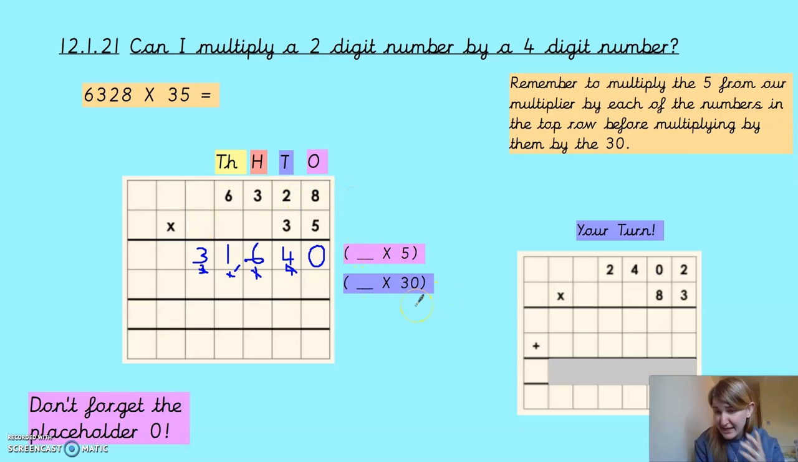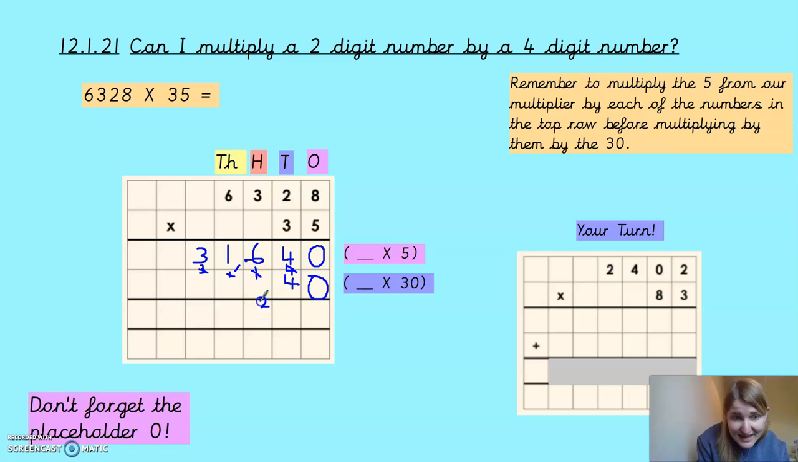Next bit, we're going to do 6,328 times 30. Can you remember what I need to put in? Yes, my placeholder 0, okay? It's going to make everything 10 times bigger, so now I can just focus on using that 3 in the 10s. So 3 times 8 is 24. Put my 4 here, carry my 2.